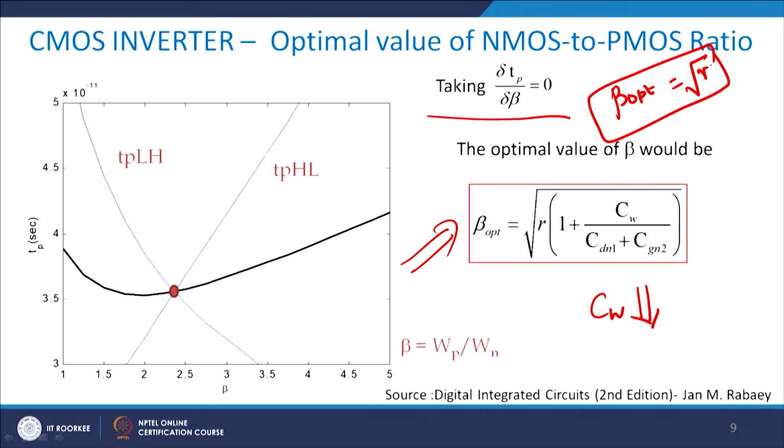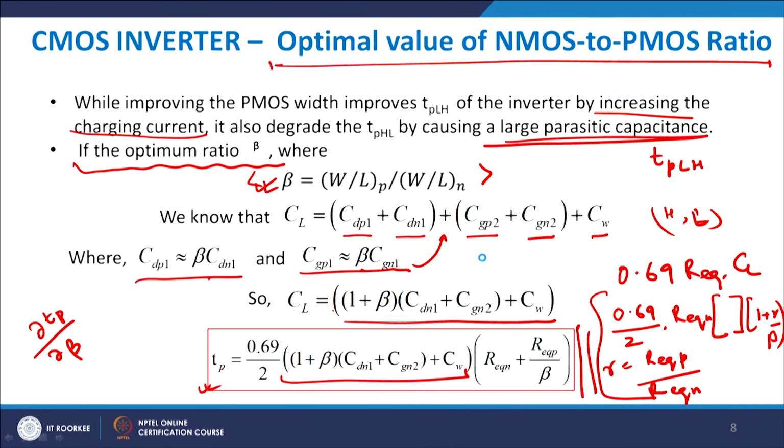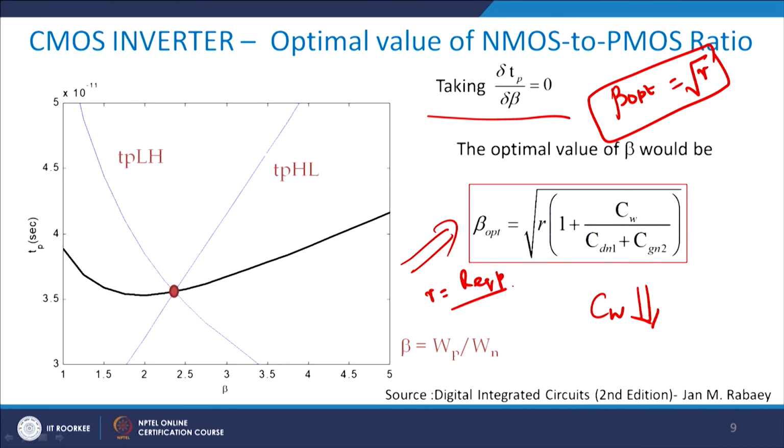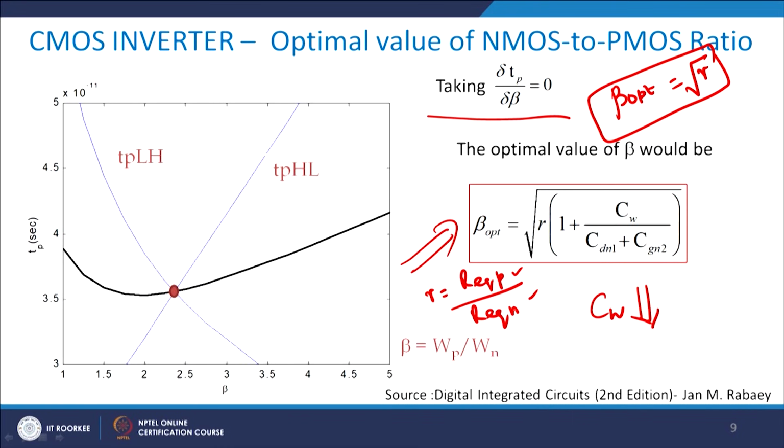Now you see that is quite interesting. What I wanted to point out is the optimal ratio here. What is R? If you go back to the previous slide, R was equal to R equivalent P by R equivalent N, right. So, root of R, which means that if you make your R equivalent ratio larger and larger, your beta optimal will also increase. What is R? The ratio of the two, but the ratio of the two will depend upon what factor? Aspect ratio. So, you have to make your W of P larger than W of N, agreed.